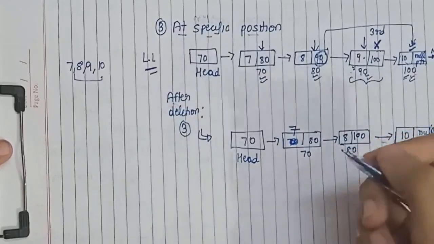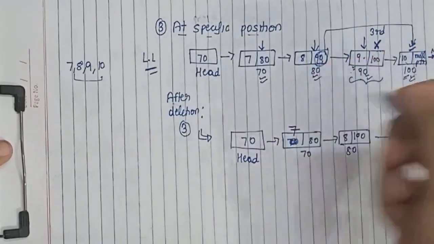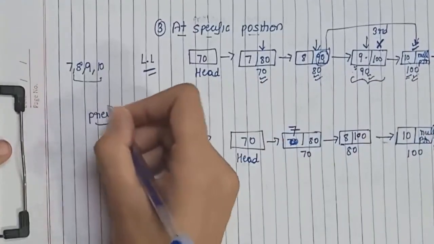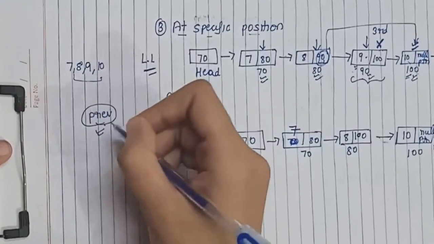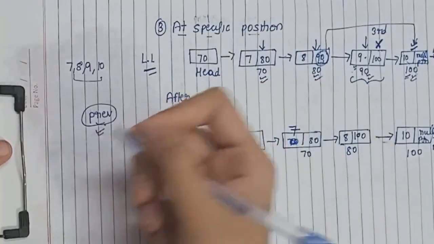So how can we perform this? To perform this using the code, we will be using a pointer previous, and we will bring this pointer before the node which we need to delete.